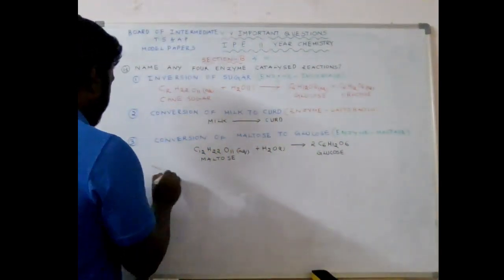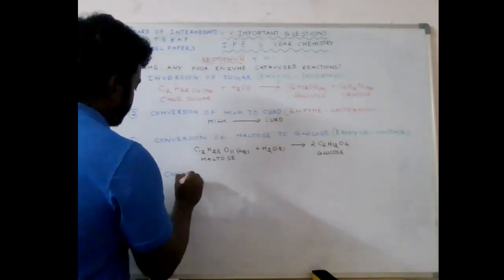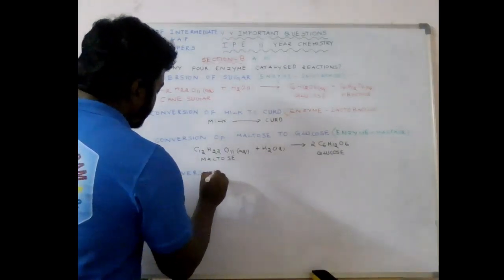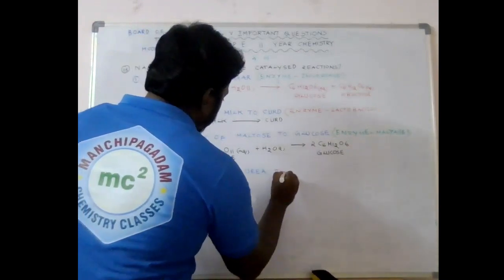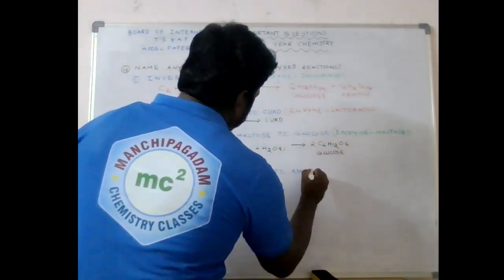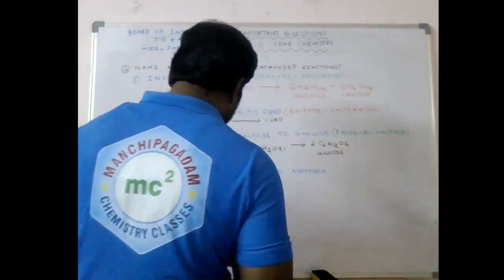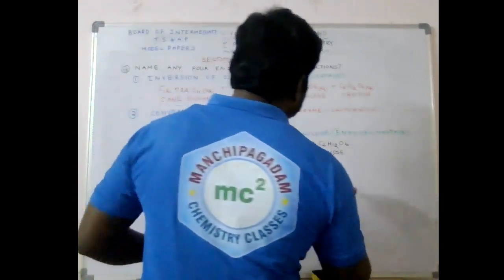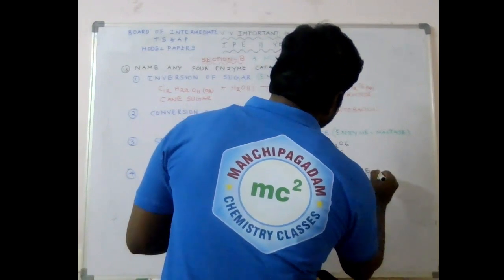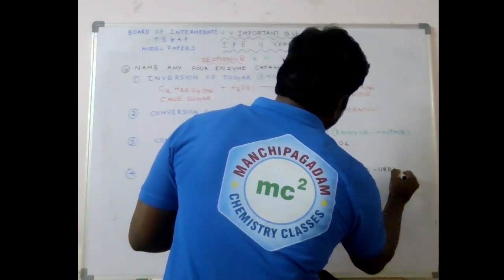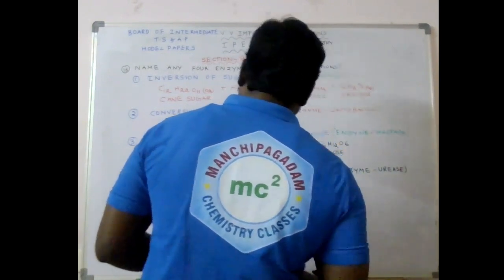The fourth one is conversion of urea to ammonia. Urea to ammonia. So here the enzyme is urease. From urea we are writing this, urease.